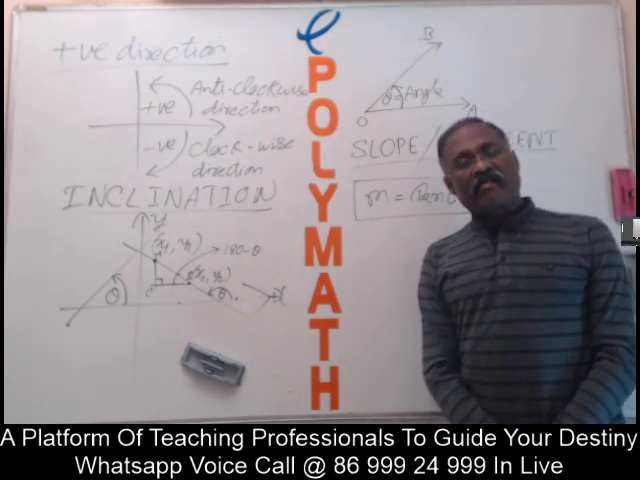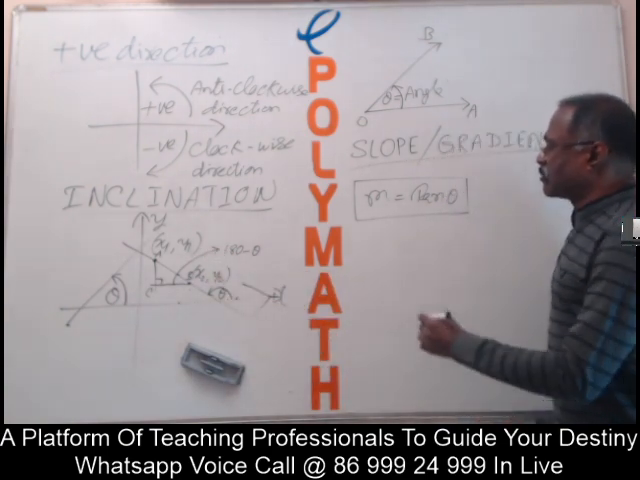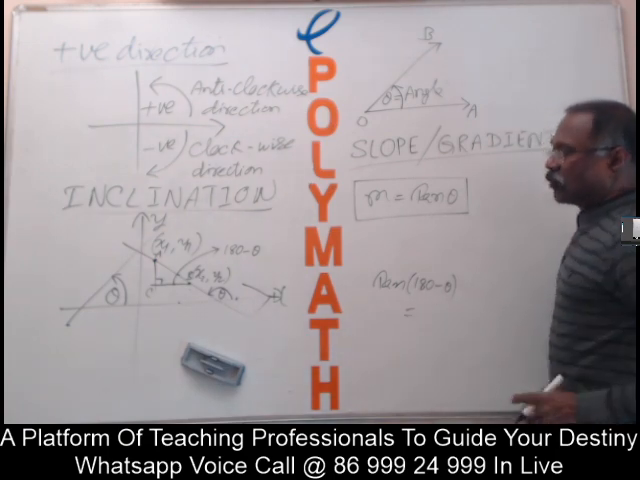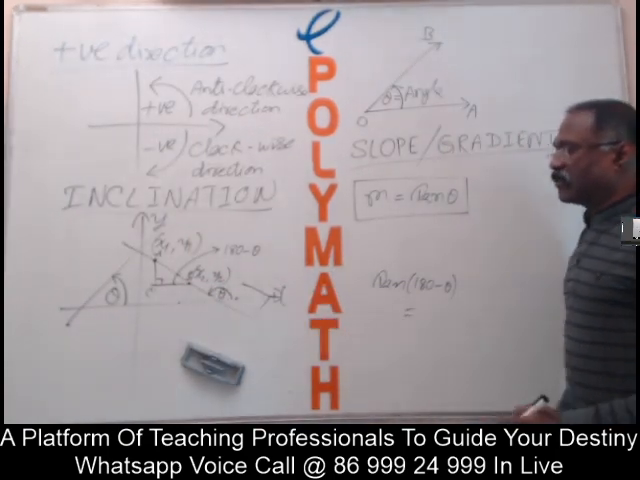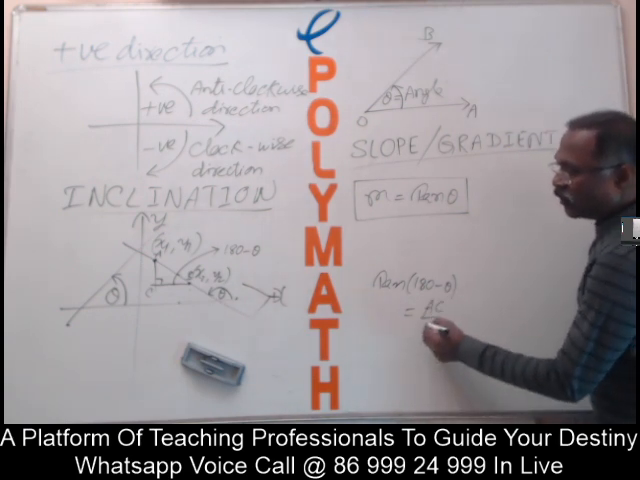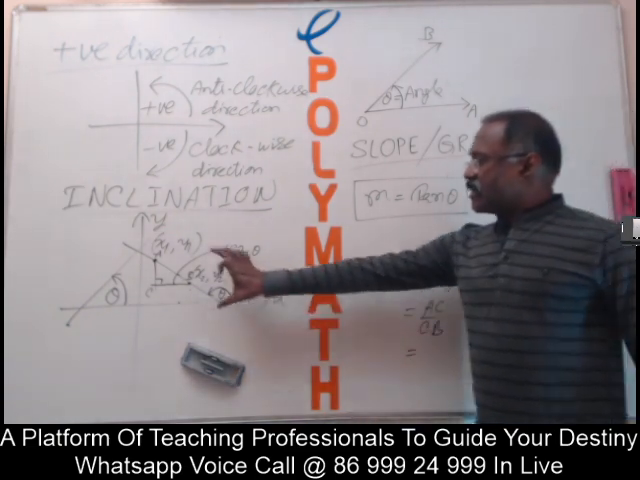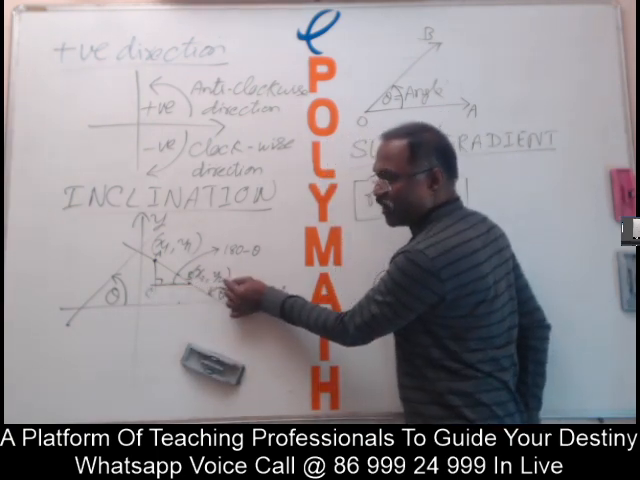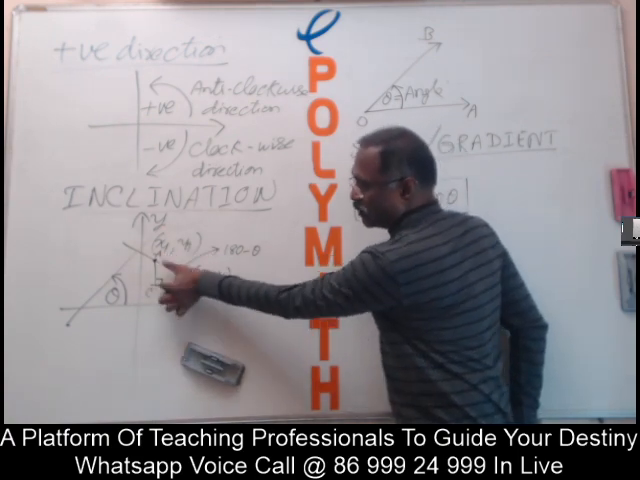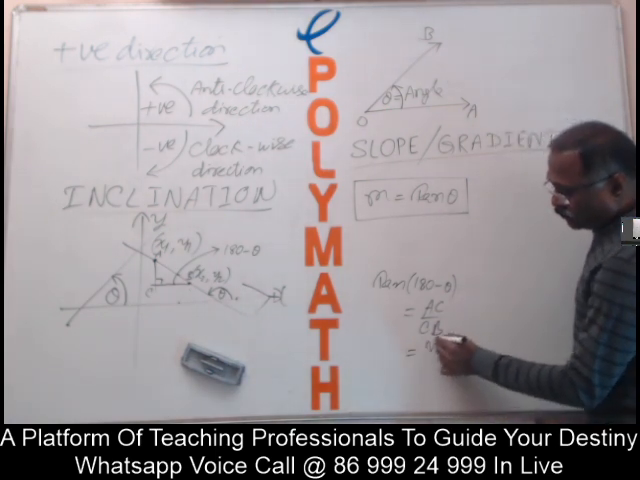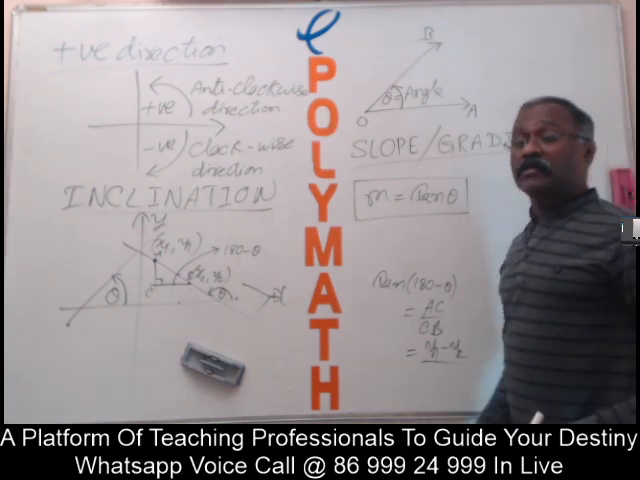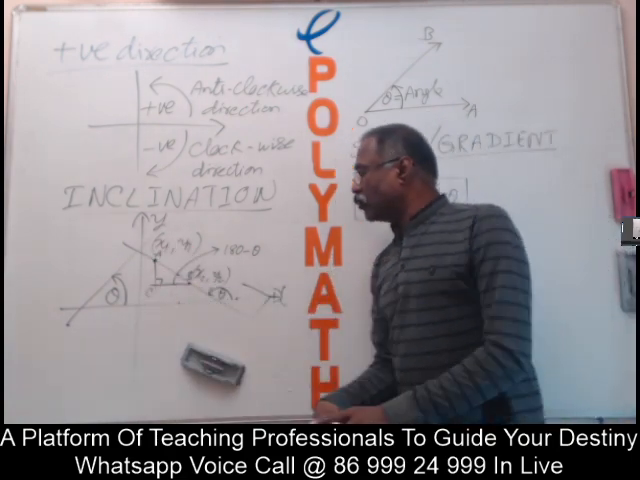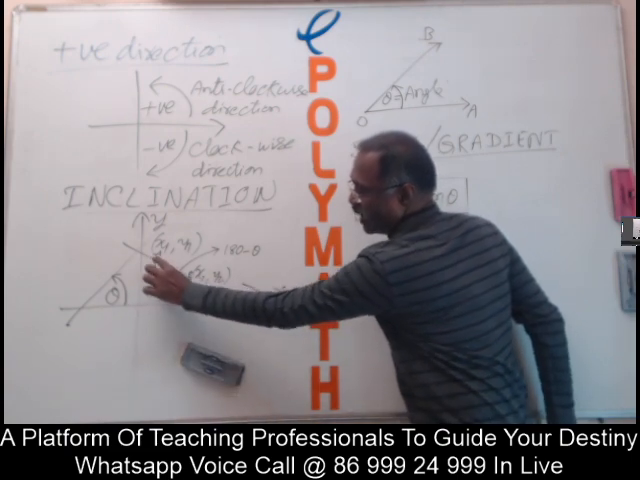Now what I need is tan theta, so I'll find tan of 180 minus theta. What is tan of 180 minus theta? Opposite side by adjacent side, that is AC divided by CB. What is AC here? Up to this height is y2, and the total height is y1, so this length is y1 minus y2.